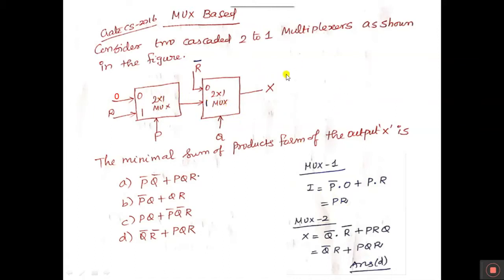Now if we write the equation for the second multiplexer, the output X is given by Q bar R bar plus the output of the first multiplexer, which is PR, so we can write PRQ. Right? So the final answer is Q bar R bar plus PQR. So the final answer is option D.